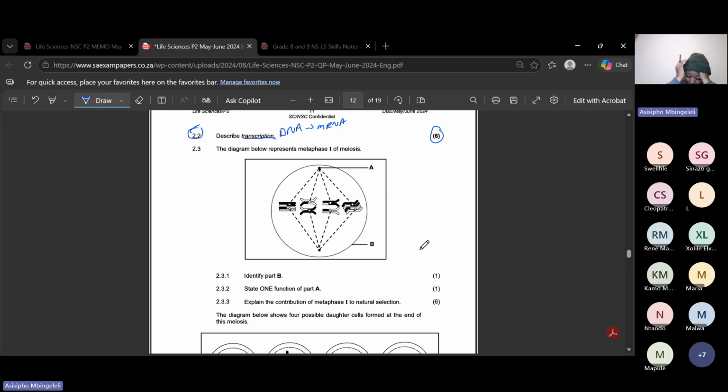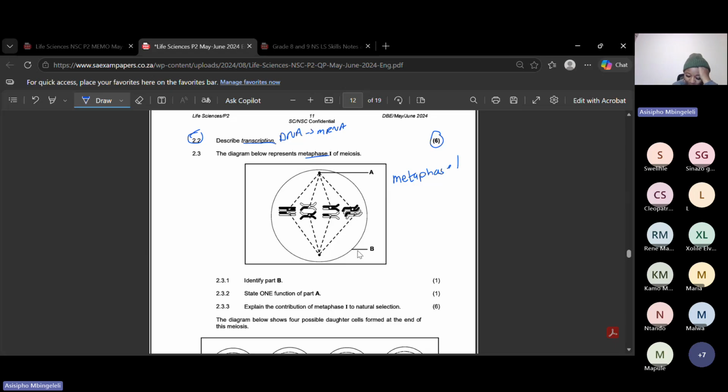The diagram below represents metaphase 1 of meiosis. Now they've told us what phase that is. They want us to identify part B. Part B is the circle over here. We know that will be the cell membrane. That can't be the nucleus, because remember, by the time we get to metaphase 1, the nucleus would have disappeared in prophase 1. So that circle on the outside would be cell membrane.